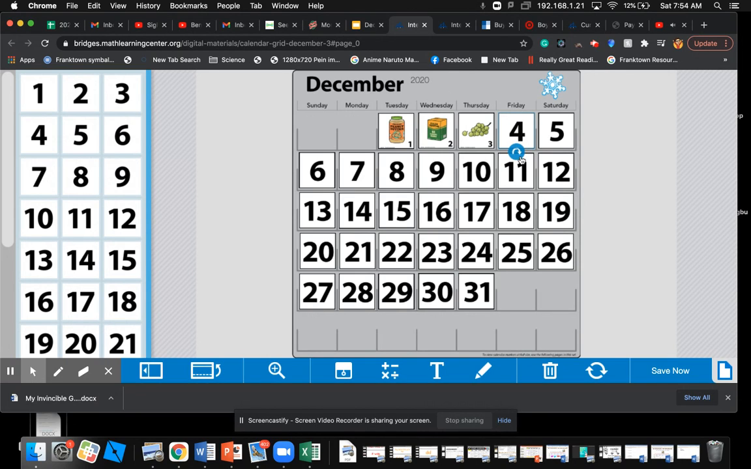Now let's reveal our three-dimensional shape, our 3D shape. Now real quick, we had a peanut butter jar that was a cylinder, a crayon box that was a cube, and grapes that are the shape of a sphere. Okay, so let's see what number 4 is.